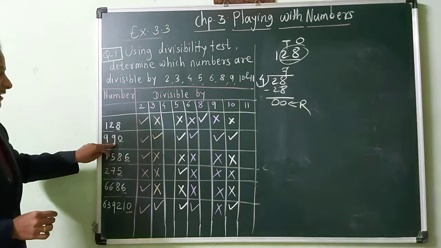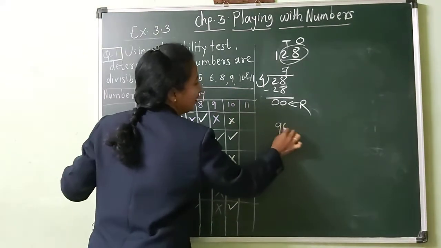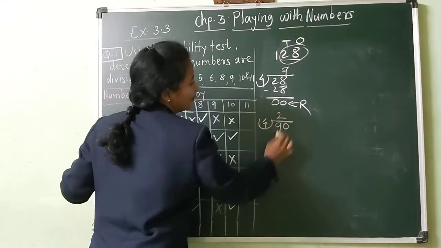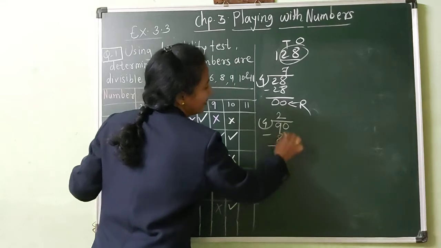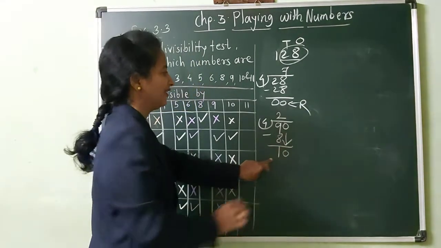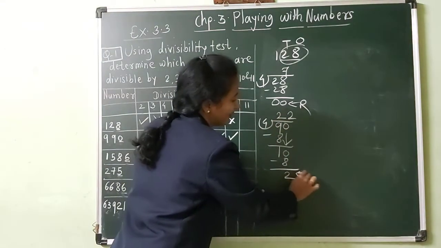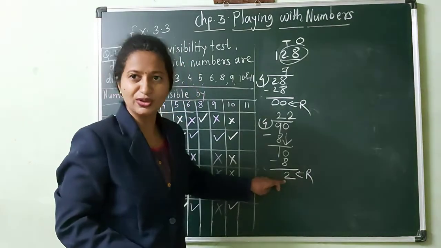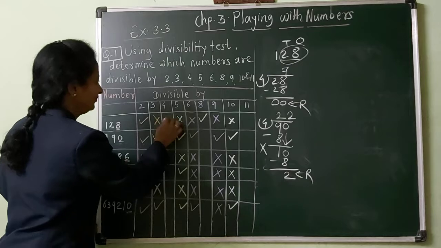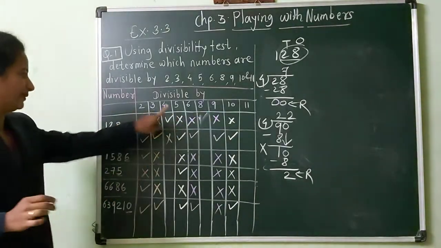Now check the next number 990. Which are the last two digits? 90. The number formed by last two digits is 90. Now check 90 is divisible by 4 or not. 4 2s are 8. 9 minus 8, 1. Bring down the 0. Number formed 10. 4 2s are 8. 10 minus 8. Here you will get remainder as 2. So this number will not be divisible by 4. Sorry, here I have marked here 8. So this number is not divisible by 4.